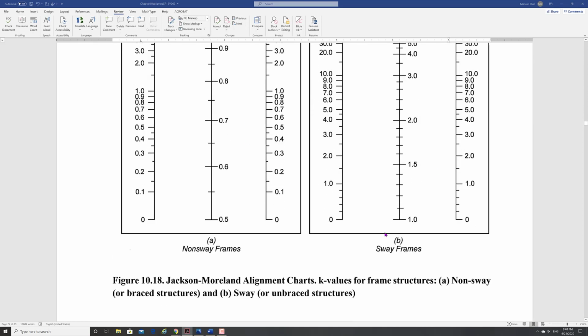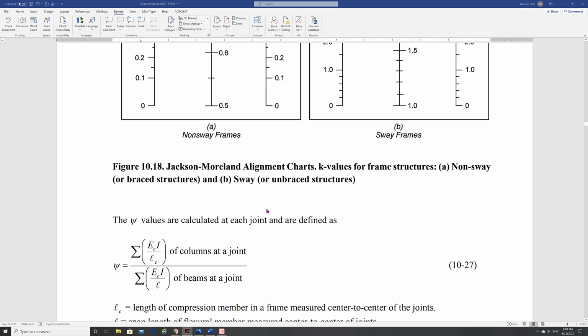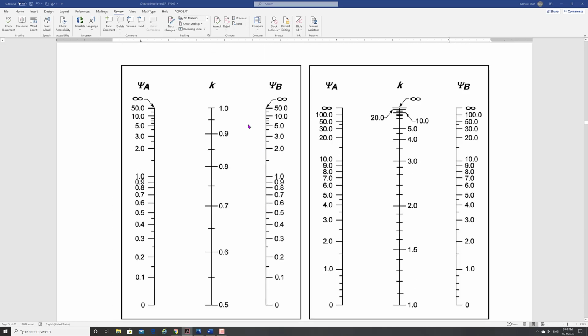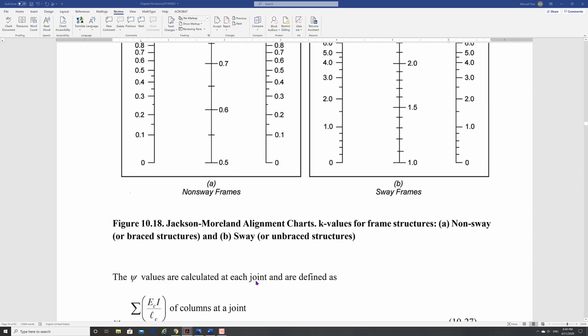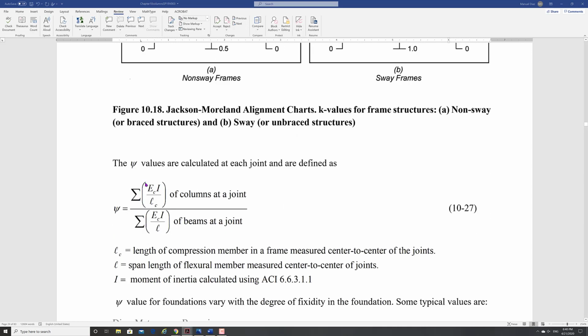Now these charts are being reproduced here again, and so these are the ones we're going to use to find our k values. So how do we find the k values? We need to find this psi A and psi B value. The psi value is defined as the columns, so this is the EI over L. And notice that here we're using center to center, so be careful here because we're using center to center values.